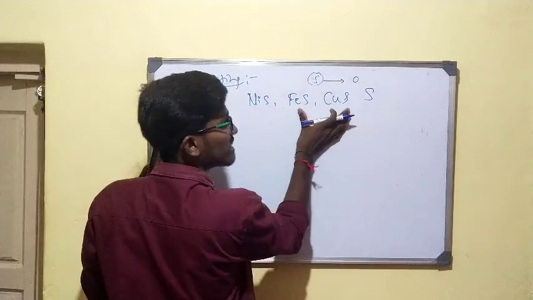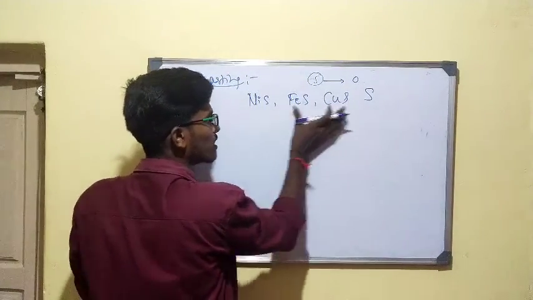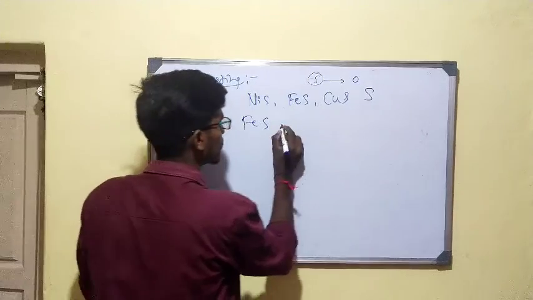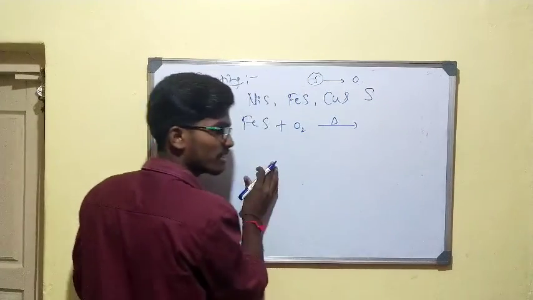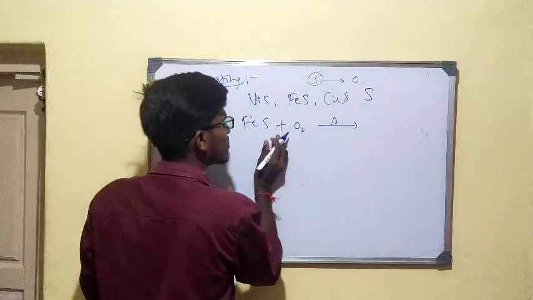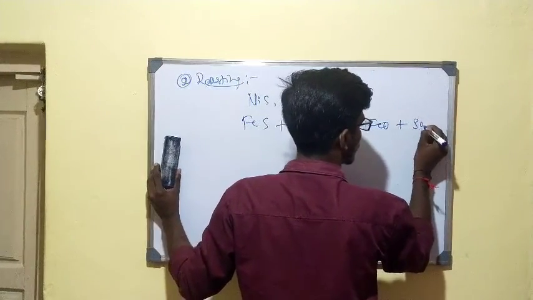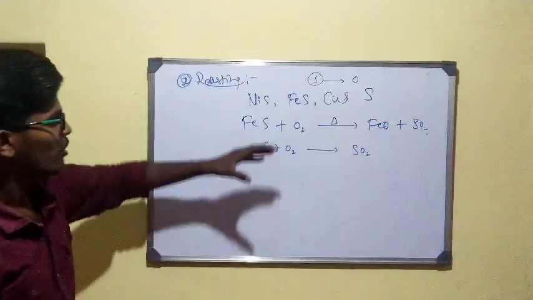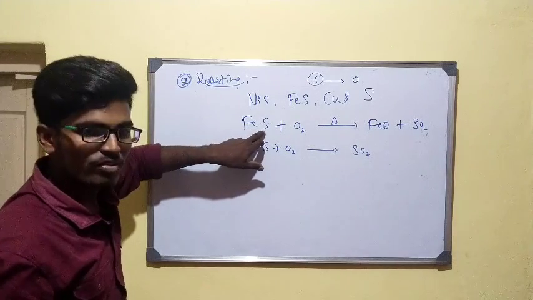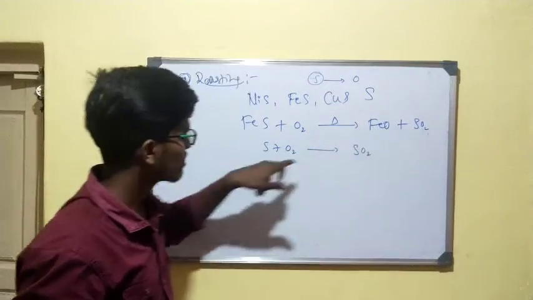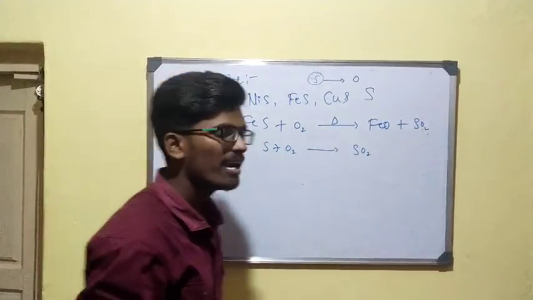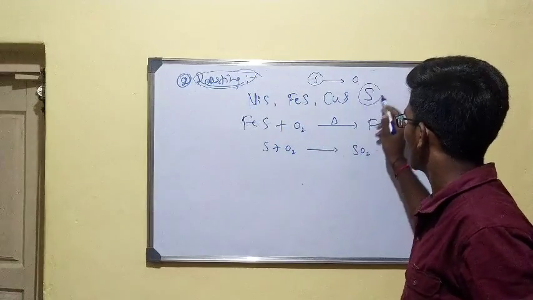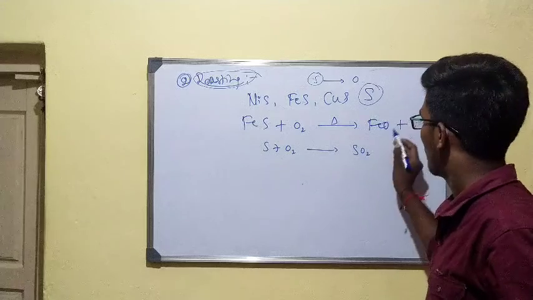In that roasting, I am going to heat this Pentlandite ore in the presence of air. What happens? When you heat this Pentlandite ore, the iron sulfide gets oxidized into iron oxide and sulfur dioxide. The sulfur combines with oxygen, leading to the formation of sulfur dioxide. Thereby, a small quantity of sulfur is removed during the roasting process, and we are left with what?